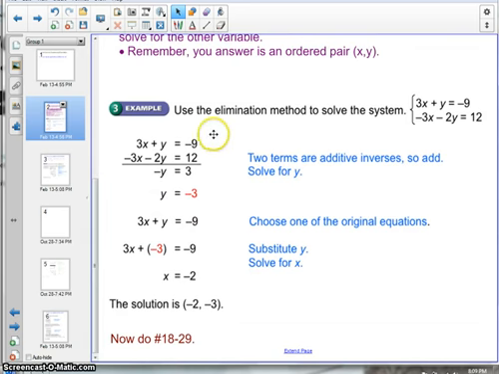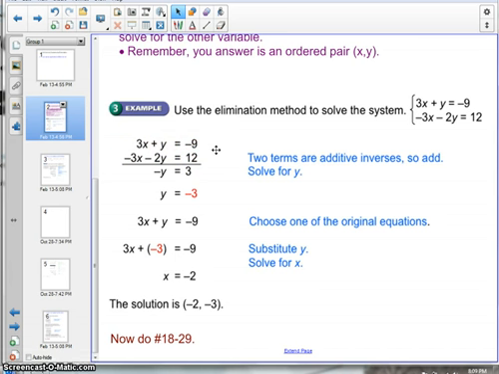So let's take a look here at our first example. We want to use the elimination method to solve this system of equations, which is 3x plus y equals negative 9, and negative 3x minus 2y equals 12. So you see here in this first step, we lined up our like terms and our equal signs vertically. Okay, so we have our x's, then our y's, and our equal signs, and that's equal to our numbers here. And this step is very key in making sure you complete this problem correctly.